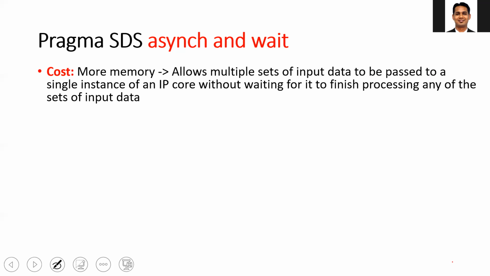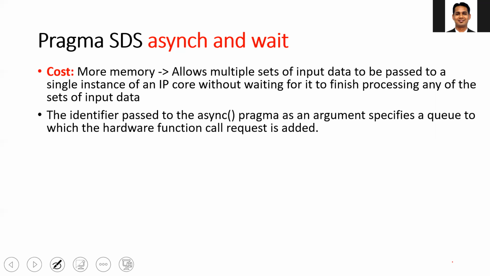It allows multiple sets of input data to be passed to a single instance of an IP core without waiting for it to finish processing any of the sets of inputs. So you can send multiple sets of input data before the IP starts executing the first set of data. You can buffer all the data inside the IP.